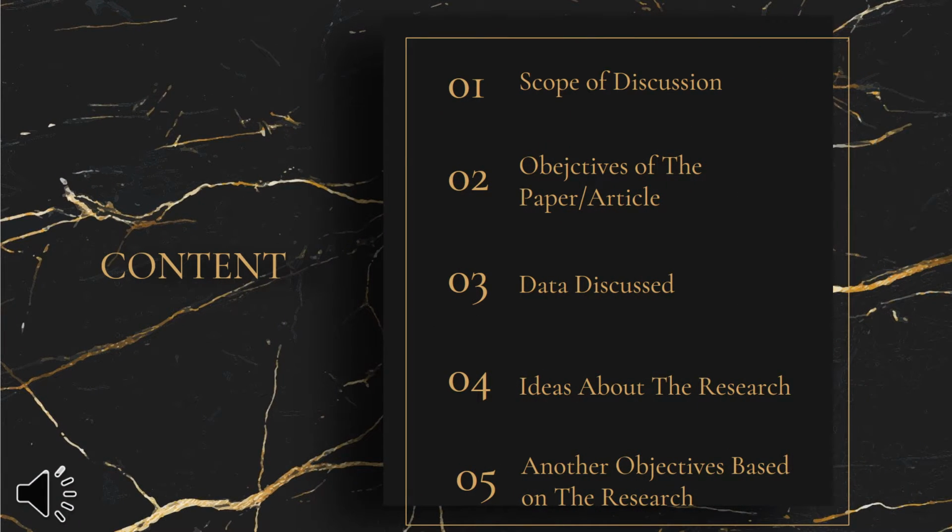I want to talk about this content. So firstly, we want to talk about the scope of discussion. Secondly, the objective of the paper or article. Thirdly, data discussed. Fourthly, ideas about the research. Last but not least, another objective based on the research.